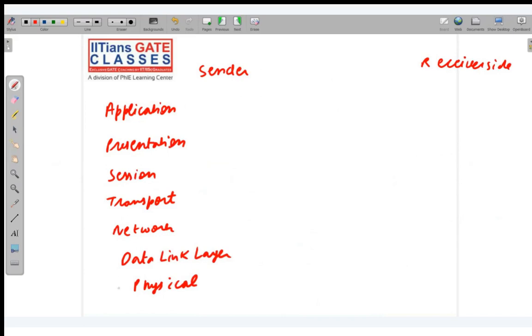Yeah, so this is layer number one. Okay, I have written in the opposite manner. This is layer number 2, layer number 3, 4, 5, 6, and 7. And you should know them in precise order also. Okay, so what is layer number 7? Application. What is layer number 6? Presentation, and so on. You should know them properly.